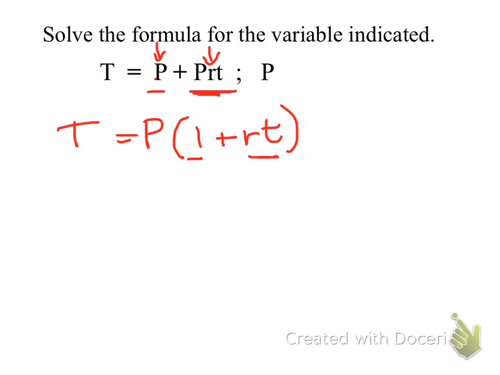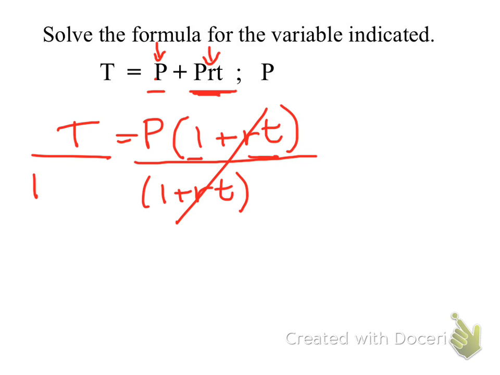Now, what do I want to get alone? The P. So look what I'm going to do. I'm going to divide by 1 plus RT. Divide by 1 plus RT. And so what I have is T over 1 plus RT equals P.